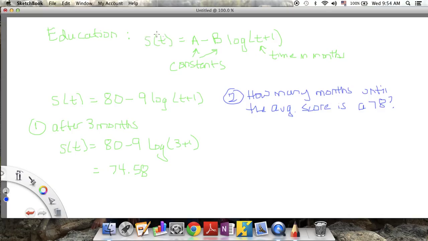Well, the average score is going to be this S of t. So I have 78 equals, here's my equation, 80 minus 9 log of t plus 1. So I've got to do some algebra here. Subtract my 80 over here. Divide by my negative 9.